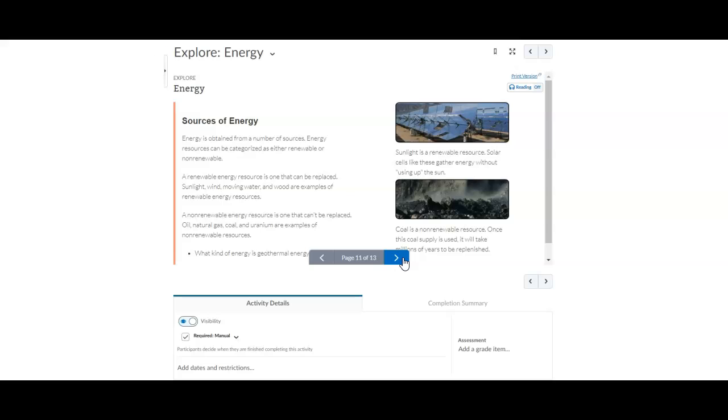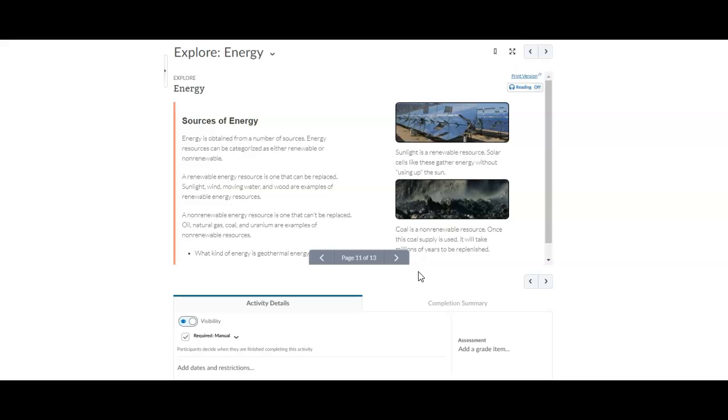So sources of energy, and that's guiding question number 10. It says energy is obtained from a number of sources. Energy resources can be categorized as either renewable or non-renewable. So in your notes, I would put the title, sources of energy, and then I would break those off and diagram it out to renewable and non-renewable. And then you'll be able to bullet point list your facts about each underneath.